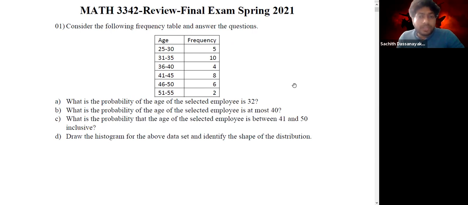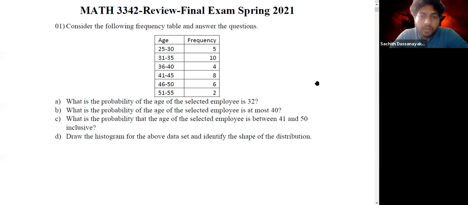First question based on chapter 1, find the probabilities. Okay, these are really easy because this is based on discrete values. You can see each age group has a frequency. What is this question based on? Employees. So how many employees belong to that particular age group?